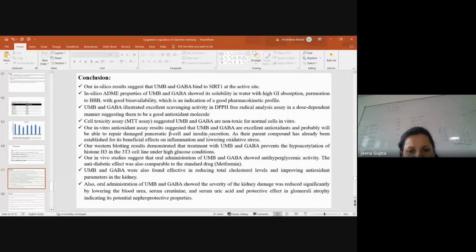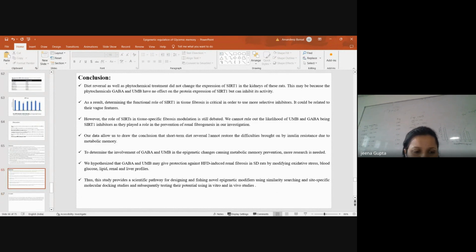So here we concluded that ambaliferone and GABA potentially bind to the SIRT1 active site by in silico studies. They were able to reduce the oxidative stress in the cell lines. They were able to have antioxidant activity as shown by DPPH free radical scavenging assay. They were not cytotoxic to the 3T3 adipocyte cells. They were able to reduce the diabetic nephropathy complications along with diet reversal in the animal models of diabetes.